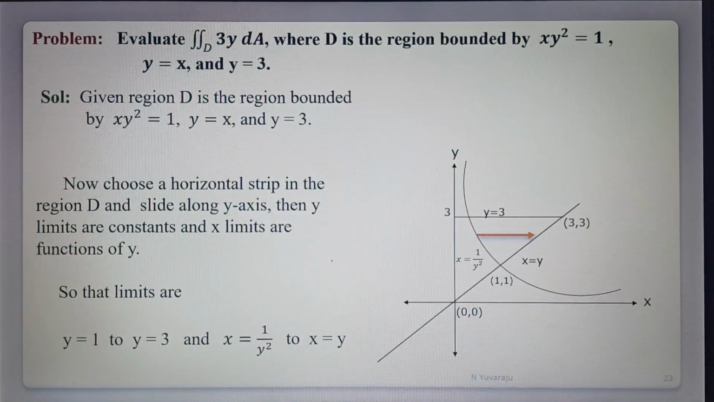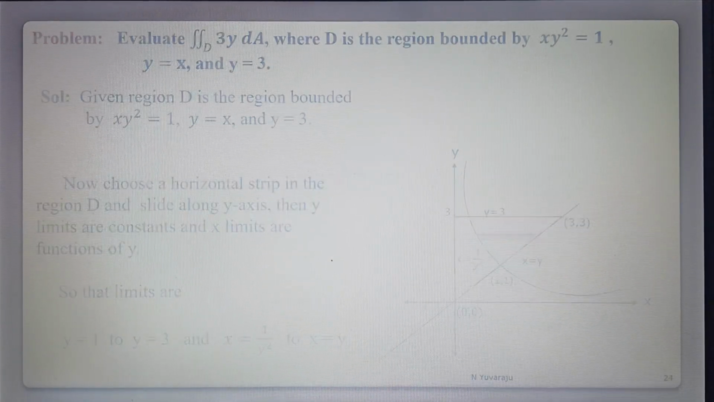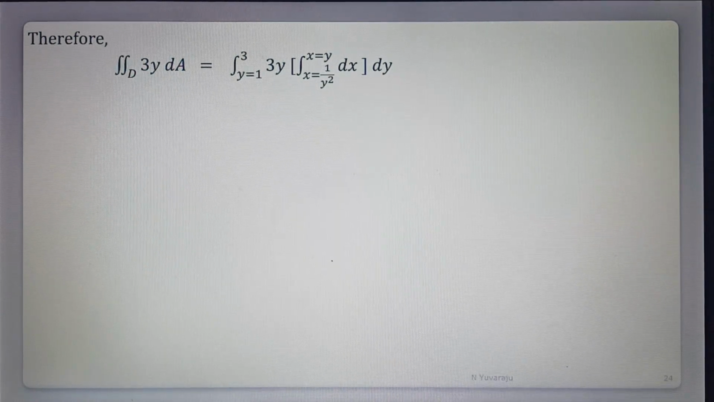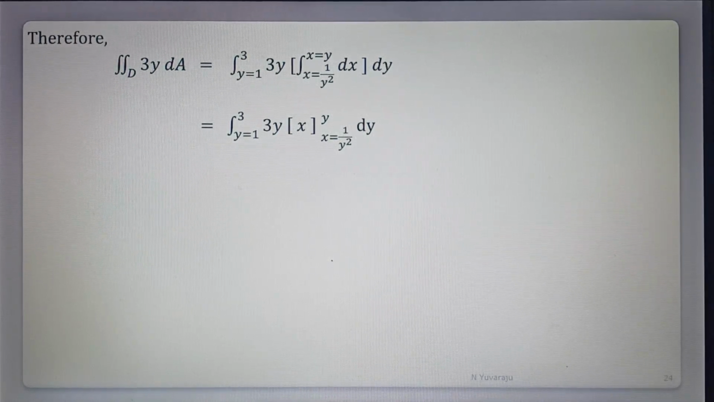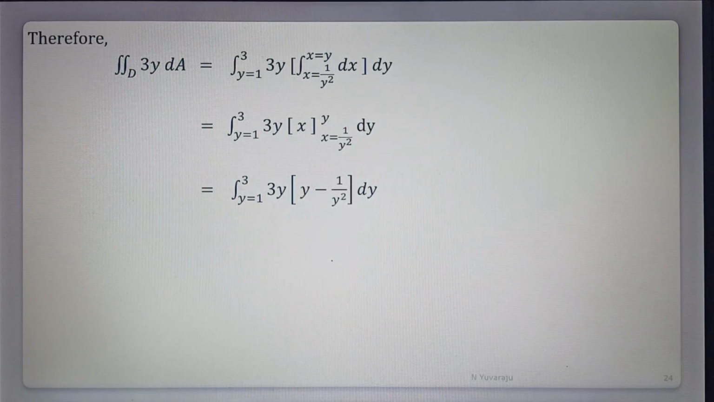So that is equal to the double integral over D of 3y dA, which is the integral of y from 1 to 3. So 3y is a constant with respect to x. First y limits, then x limits are functions: the integral of x from 1 by y square to y of dx dy. So integral 1 to 3 of 3y times the integral of 1 with x limits 1 by y square to y, dy. Integral 1 to 3 of 3y into y minus 1 by y square, dy.